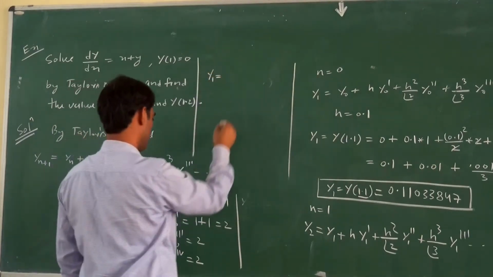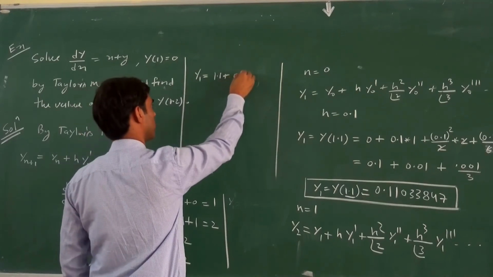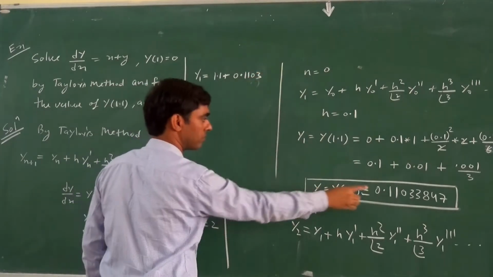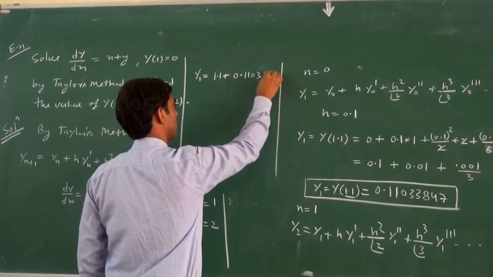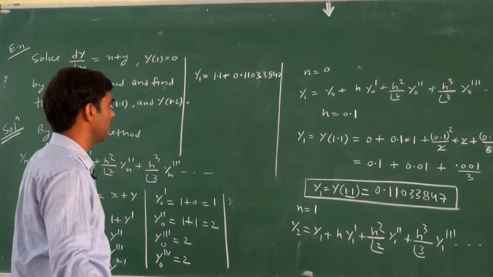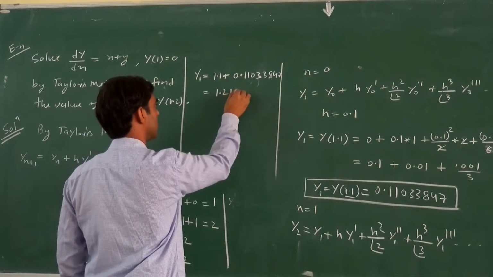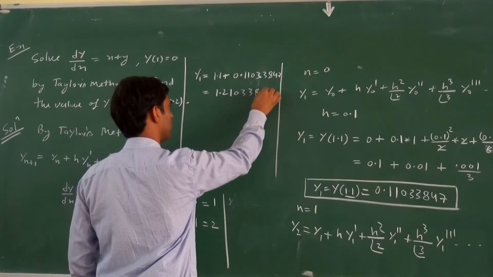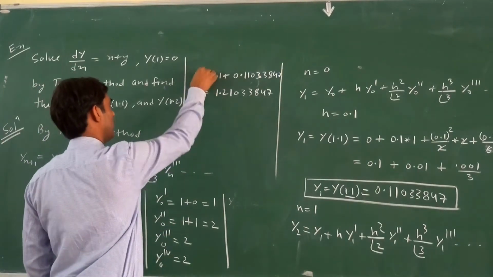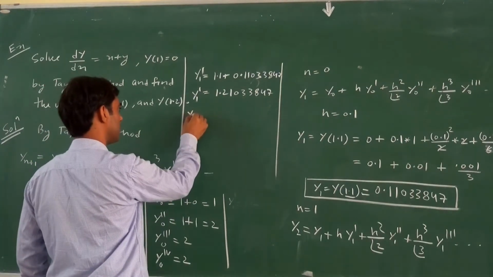y1 becomes 1.1 plus y1, 0.11033847. This one is the value. So if we simplify this one, this becomes 1.210338847. This is the value for y1 dash. Similarly, what is the y2 dash?